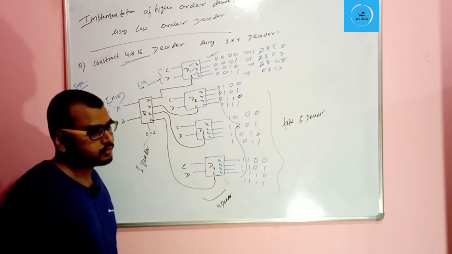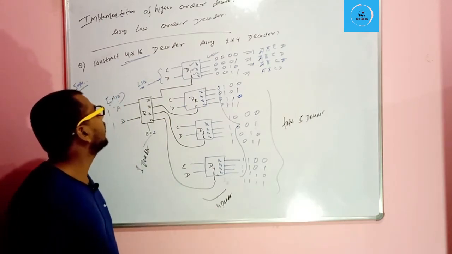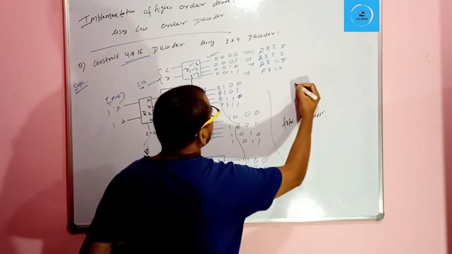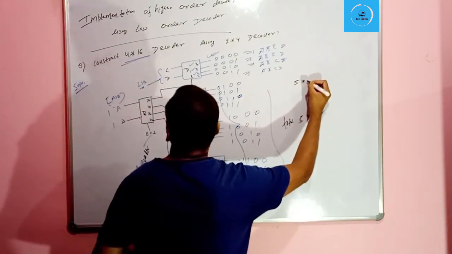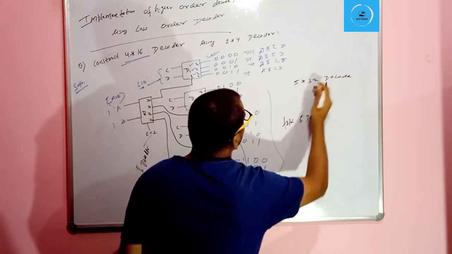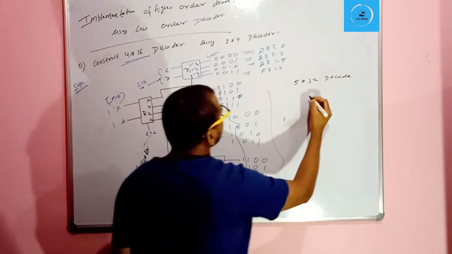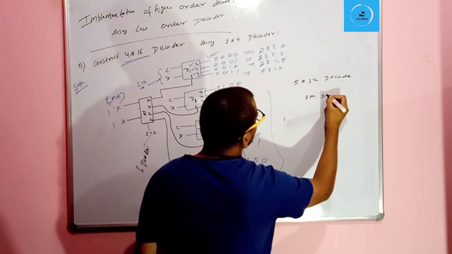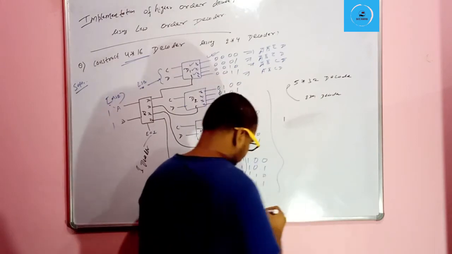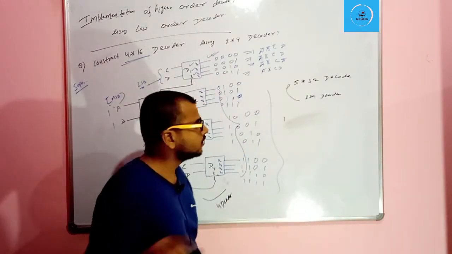Okay, similarly we can solve all the other problems, like how many 2 to 4 decoders are required to construct a 5 to 32 decoder.